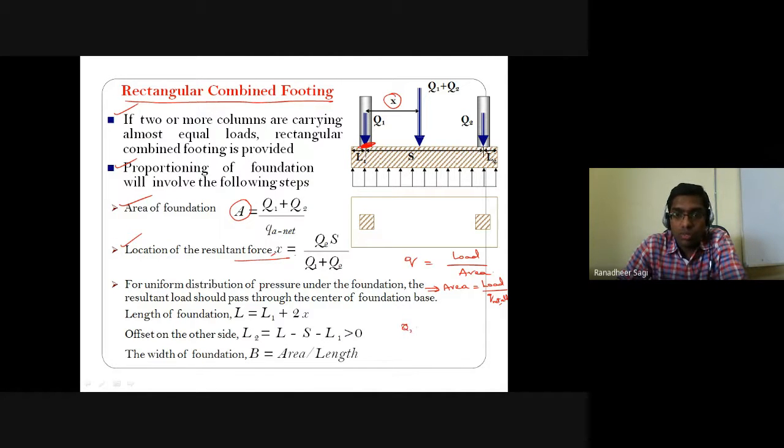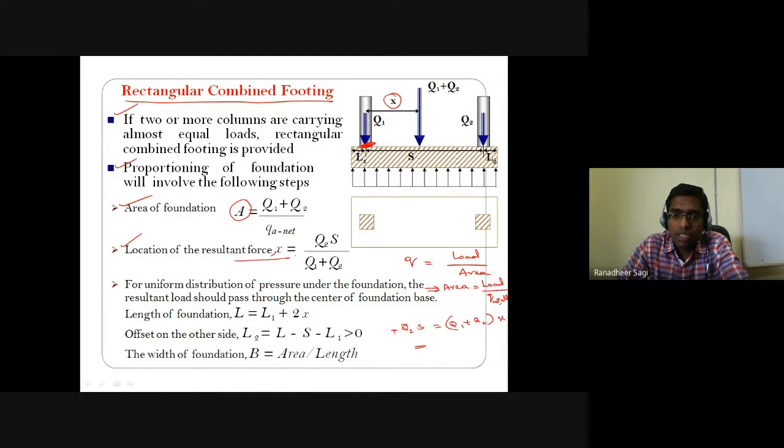So Q2 into S is in the clockwise direction when I apply the moment equilibrium condition about the center position of column 1. So Q2 into S in the clockwise direction is the moment, and the resultant force has to balance the net effect of that. So this Q2 into S should be equal to Q1 plus Q2 into X.